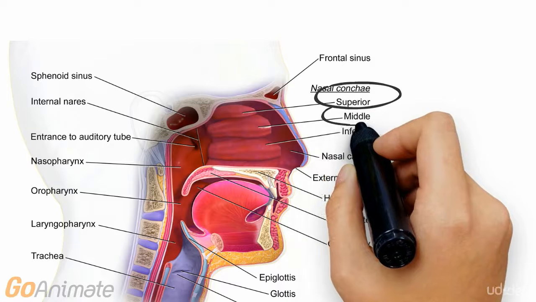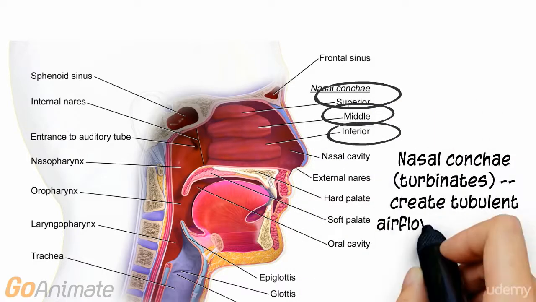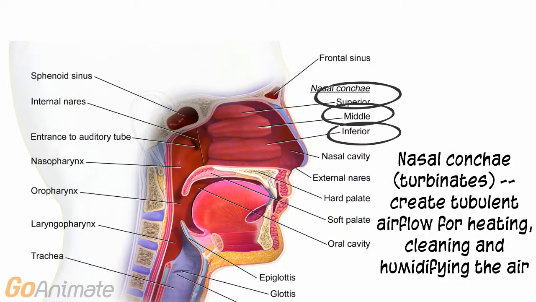The nasal cavity contains bony processes called conchae or turbinates. There are superior, middle, and inferior conchae. The superior and middle conchae are processes on the ethmoid bone. The inferior conchae extend from the maxillary bone. The nasal conchae create turbulent airflow for heating, cleaning, and humidifying the air.